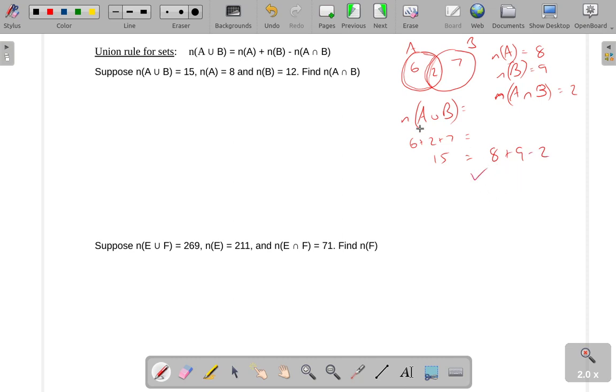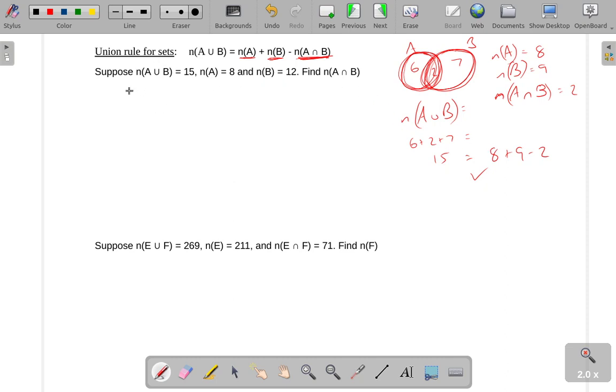That checks out. So the union rule basically says, if you take all of these elements and add them to all of these elements, you end up double counting the intersection. And so you just end up having to subtract that off. That's what this part is right here. You take all of the first set and add it to all of the second set, but you've double counted that intersection, so you have to subtract it off, and you end up getting something like this.